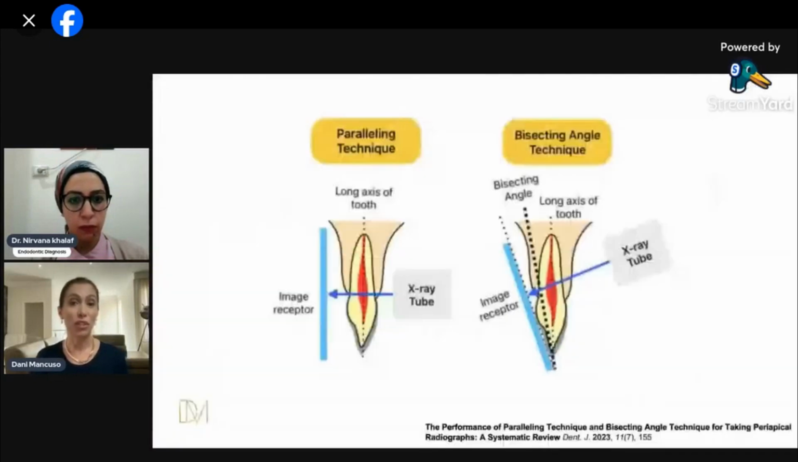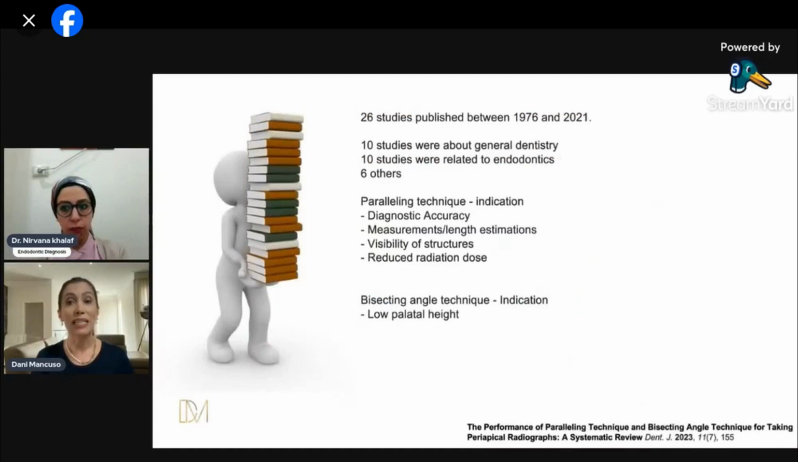There are things that we do with the x-ray where we change the technique. We do the paralleling technique and we do the bisecting angle. If you check the literature, there are so many studies, and those techniques can be used for different things. You can pre-measure your canal with the paralleling technique, and you can see the full length of a palatal root. If you have difficulties, if it's a very long root, palatal or canine, you can do the bisecting angle technique.